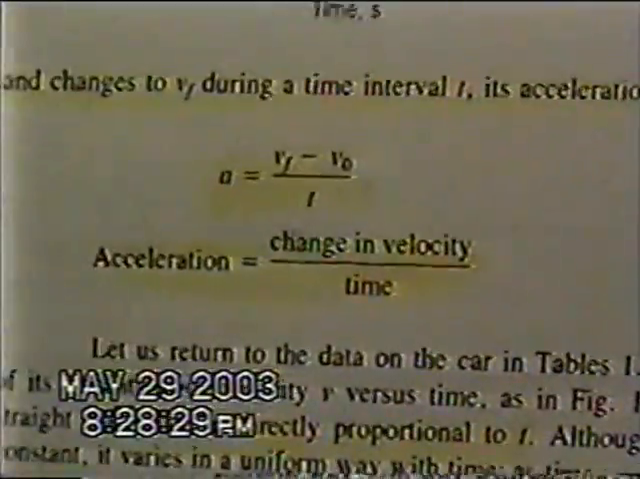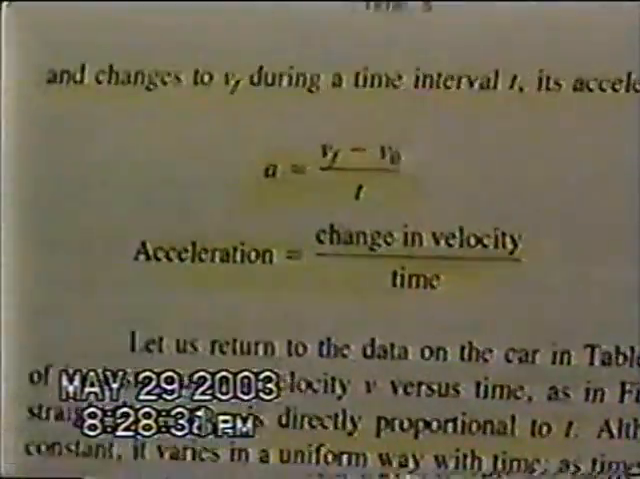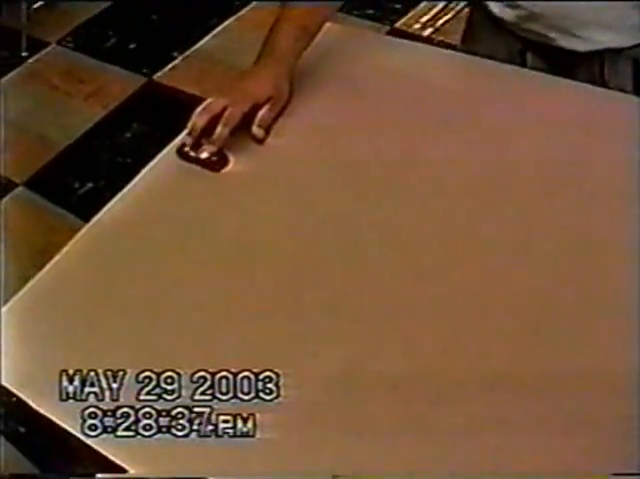Section 1.5 is acceleration, which is either increasing speed or decreasing speed, because there is such a thing as reverse acceleration. And the equation for acceleration is the change in the velocity over the time. And what we will be doing for this section is basically just showing you what acceleration and deceleration are.